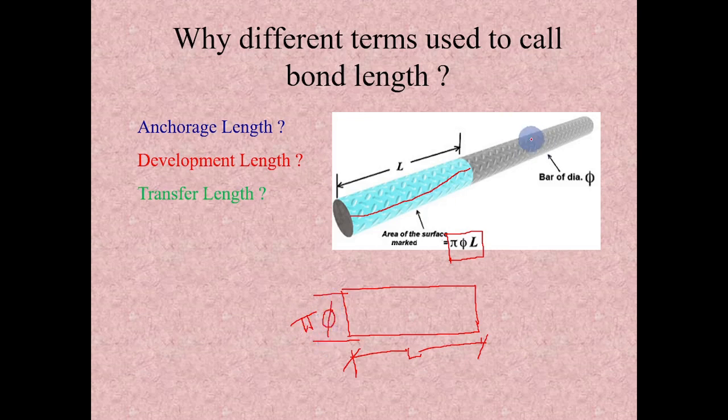For a given diameter of the bar, this pi d is always fixed. So if we require more bond strength, then we should have more length. If we require less bond strength, this length should be less.